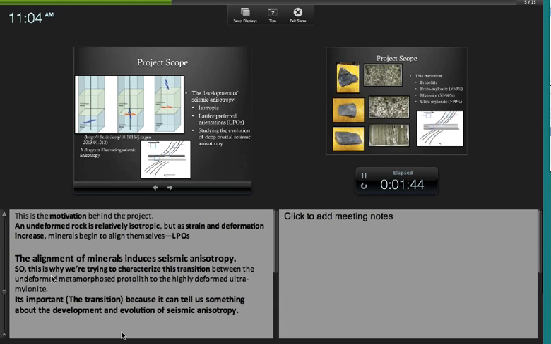So an undeformed rock is relatively isotropic, so the minerals are randomly oriented, and if you shoot waves through it, you get an average velocity. But as strain and deformation increase, minerals within the rock align themselves and have a lattice preferred orientation. And this is when seismic anisotropy occurs, which is a difference in wave velocities as a function of direction of propagation. So this is why it's important to study this transition, because ultimately we can understand the development and evolution of seismic anisotropy.